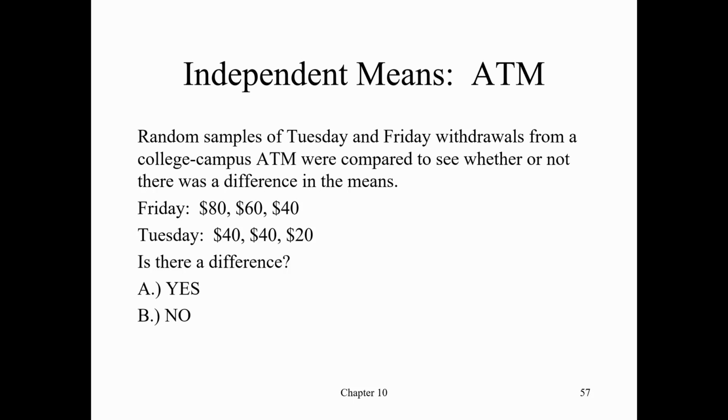And notice also here, these are 3 data points. It's not the mean, standard deviation, and sample size. They're actually just 3 data points for Friday, 3 data points for Tuesday. So I'm actually going to use the data input instead of summary input. And unfortunately, it's only sample sizes of 3.